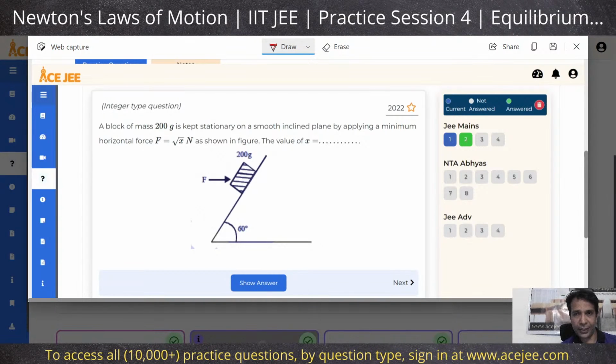It is definitely going to pay you or give you a good payback. Now, in these types of questions where the force is not along the incline, you will have to take the components of the force along the incline and perpendicular to the incline, and then write down your balance of forces.